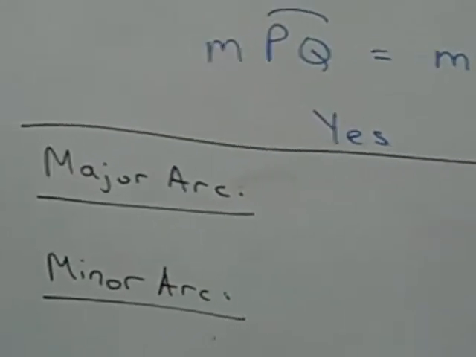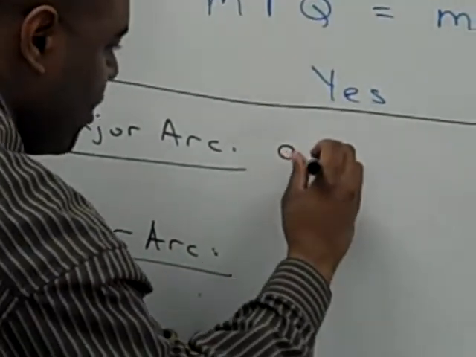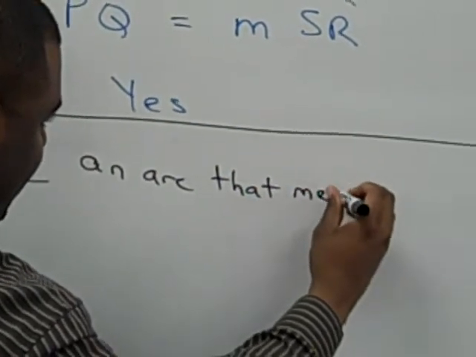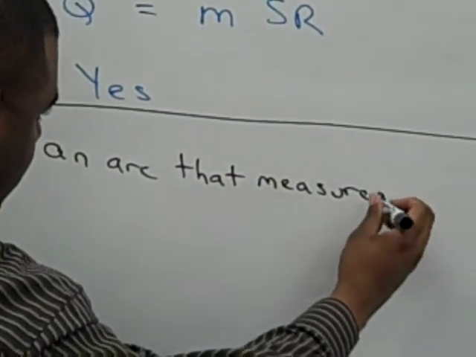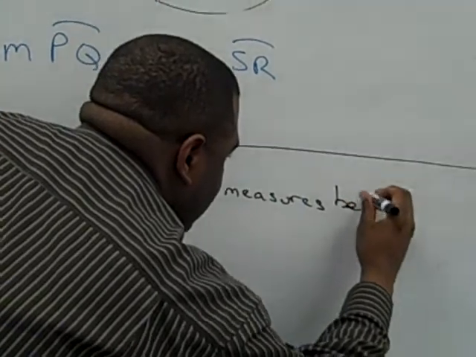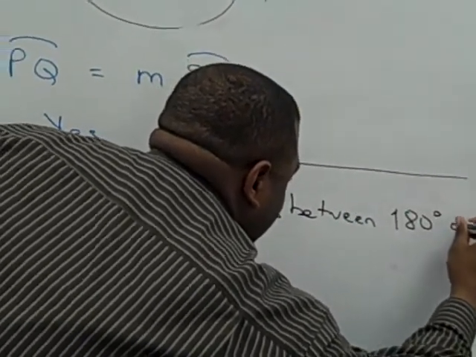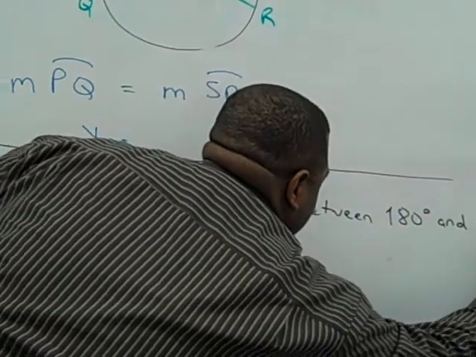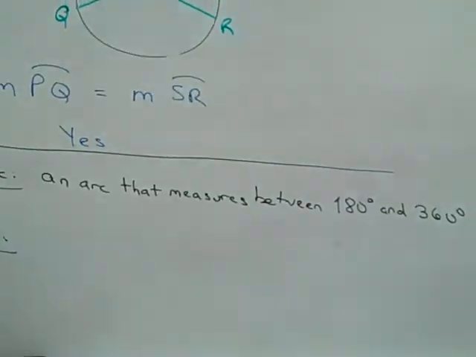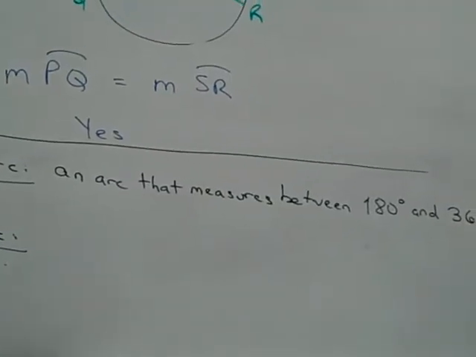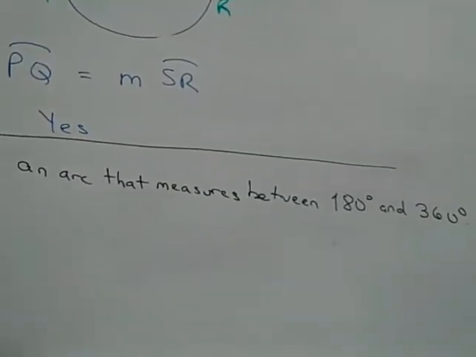A major arc is just an arc that measures between 180 degrees and 360 degrees, okay? All right, so that's what a major arc is. Now, what do you think a minor arc is?